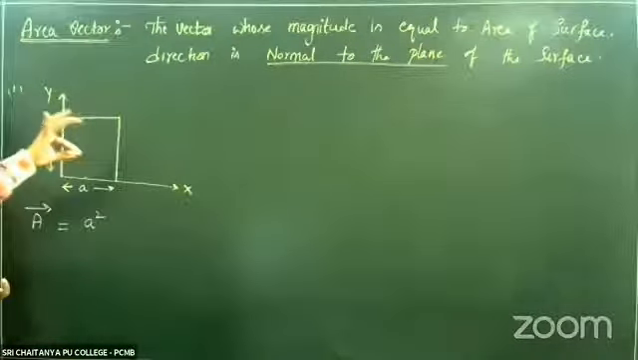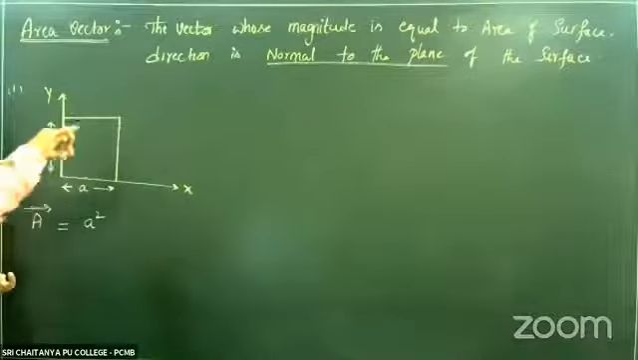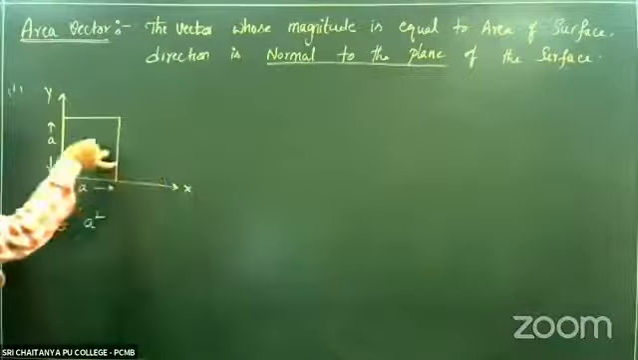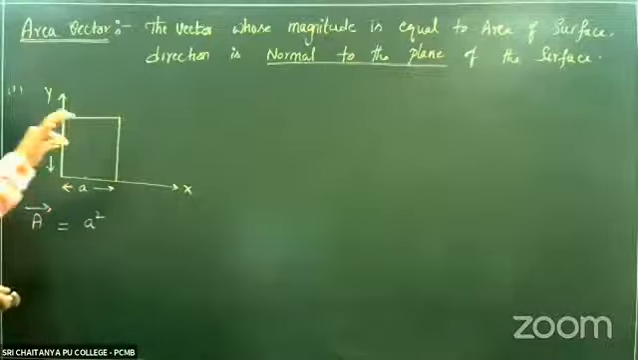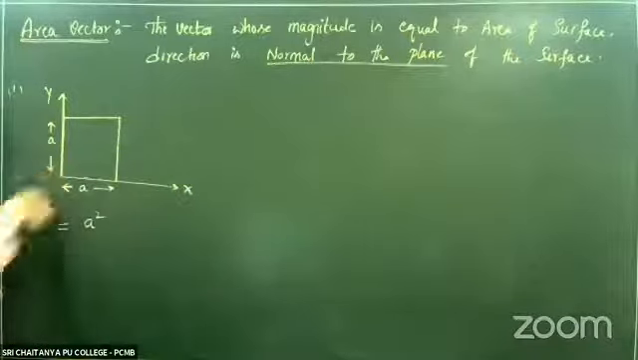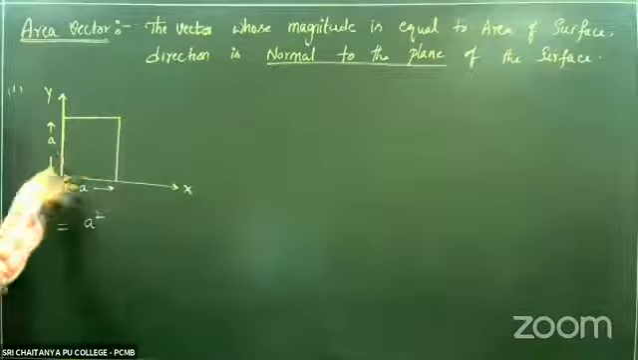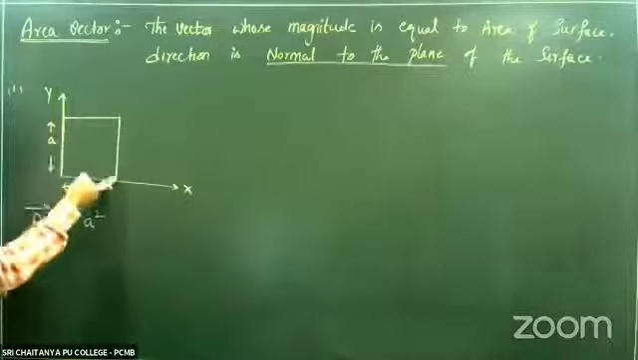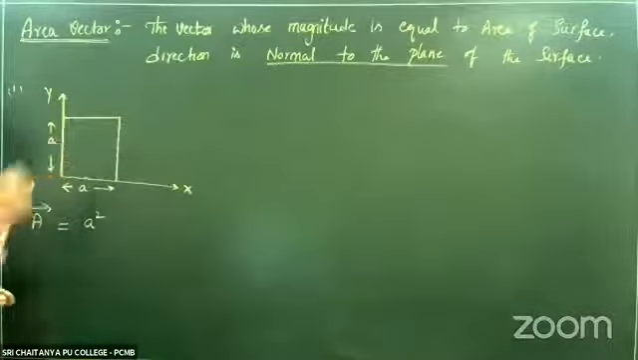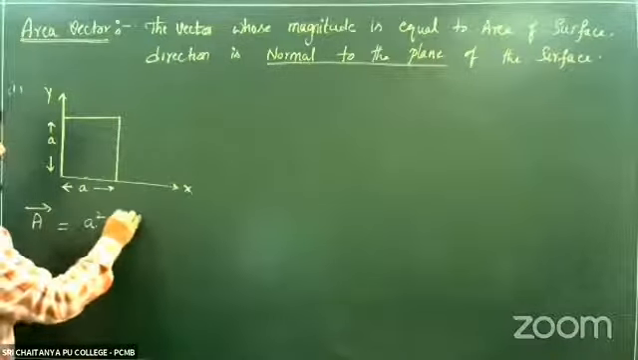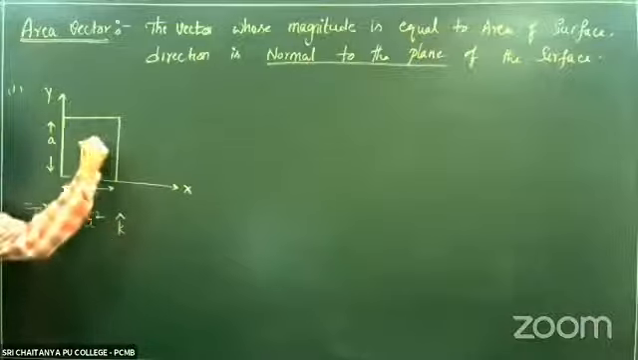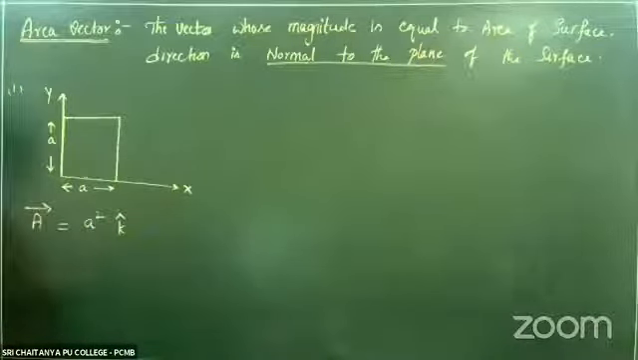If you draw the normal, it can be like this, outward normal or inward normal. Normal for the XY plane, what is the normal? Z axis is the normal, right? For this XY plane, this is the normal axis. Means we represent like this. So for this XY plane, normal is Z. So it is along Z direction. So how we represent? A squared into K cap. Why K cap? K cap is the unit vector along Z direction, right?